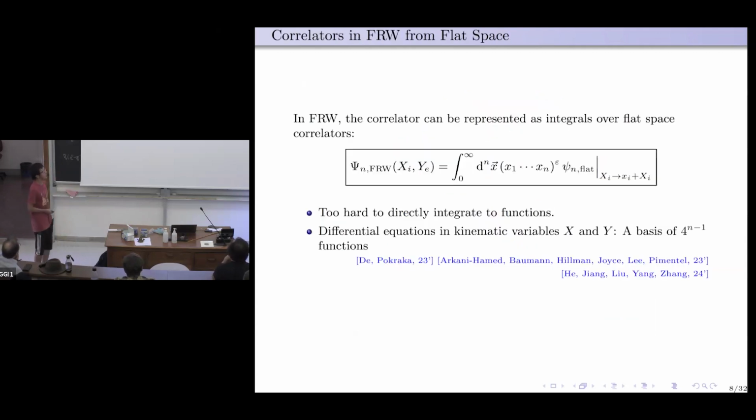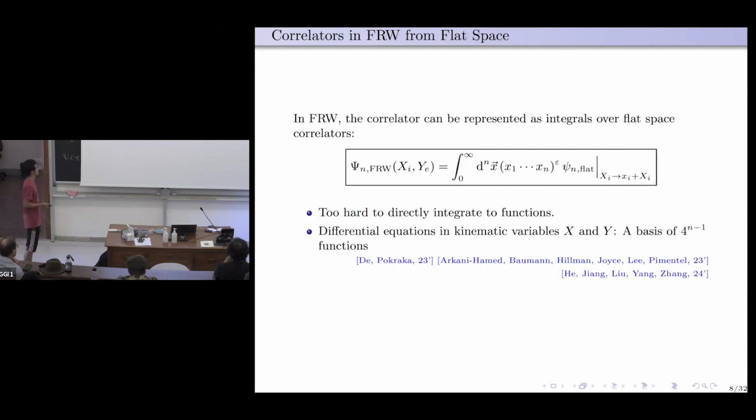Now let's go to the general correlators in the FRW cosmology. Still using old-fashioned perturbation theory, one can see that the correlators in this FRW cosmology equal an integral with such a multi-valued factor on the flat space correlator with shifted total energy by this integrated variable small x. And in general, this function is hard to directly integrate to functions, and therefore one has to use some techniques.